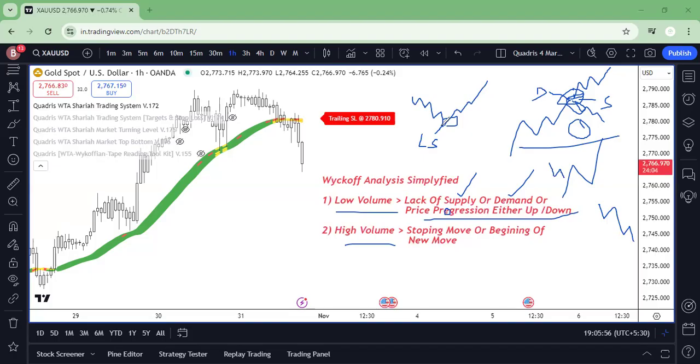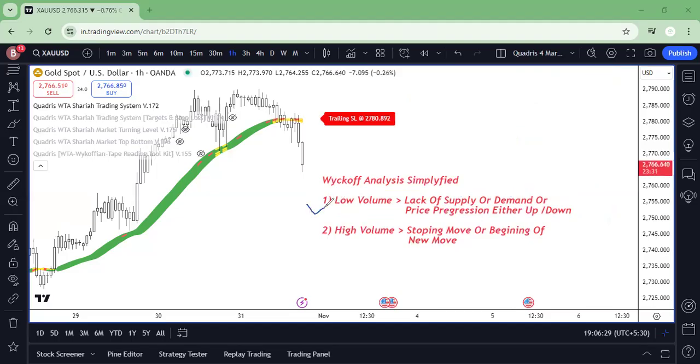Either way, if price is churning, going sideways, and we see low demand over here, then what you can observe in future movement would be a downward price progression. This is very, very simple in nature, very precise. And if you are able to identify this movement, you have more to gain but little to lose. So now this is about low volume.